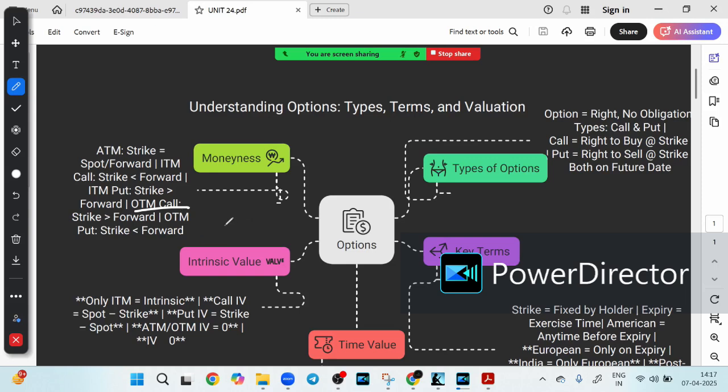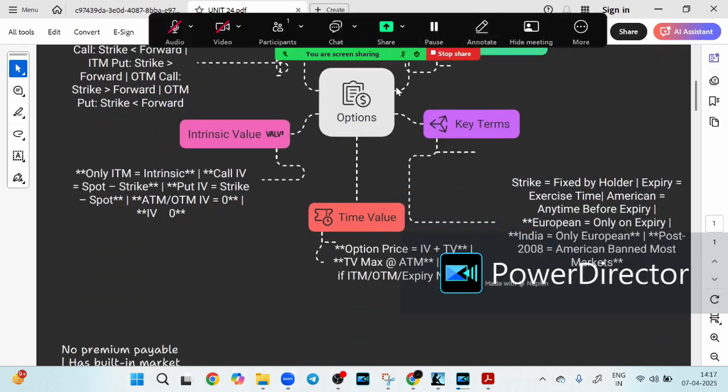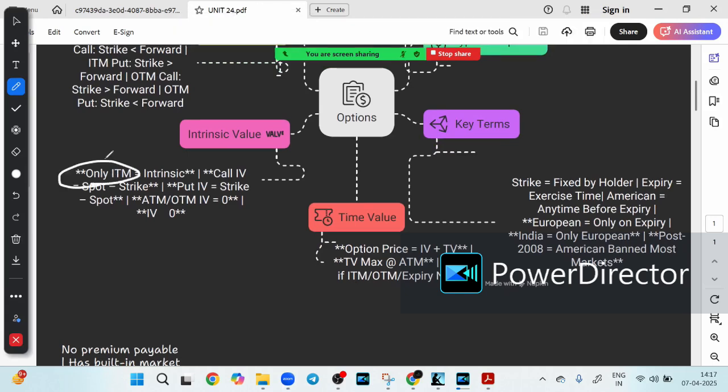Now if you look at the intrinsic value, in short it is noted by IV. This is the real value of the option. Remember, intrinsic value is called the real value of the option. Only ITM options have intrinsic value. Remember it, very important, that only ITM options have intrinsic value. How do you find the intrinsic value? For a call option, you subtract the strike from the spot. And for a put option, you subtract the spot from the strike. This is how you find intrinsic value for call and put options. Only ITM has intrinsic value, I told you. For ATM and OTM, the intrinsic value is 0.